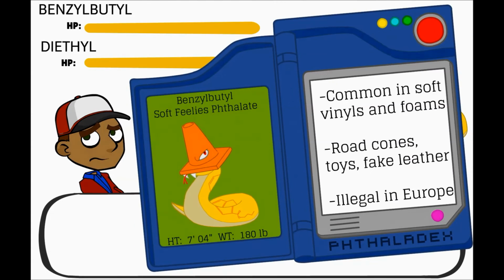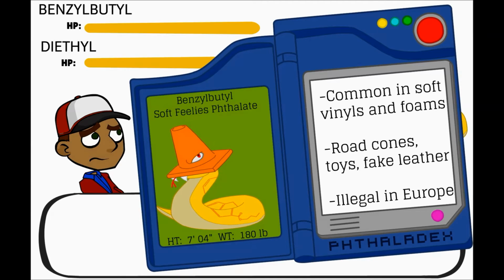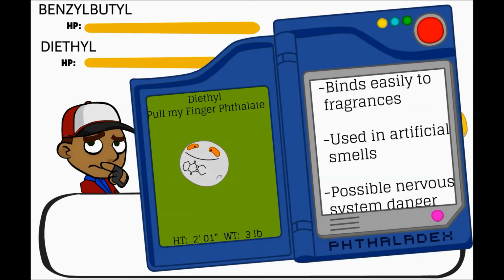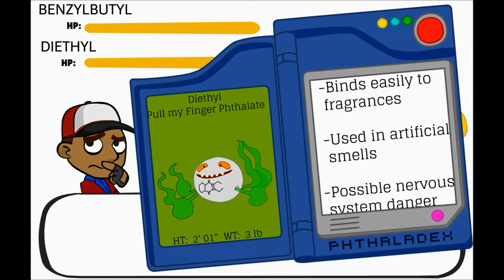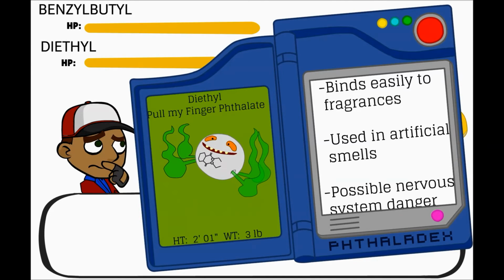Watch out! Benzyl-butyl phthalate is common in soft plastics. It can be found in road cones, vinyl toys, and fake leather. It's illegal to use that Phthalamon in Europe. What about the gassy one? That's diethyl phthalate. It binds to perfumes. Odds are if you smell something nice, diethyl's there. There are also concerns about its effects on our nervous system.